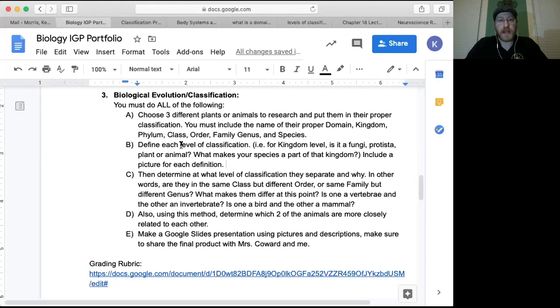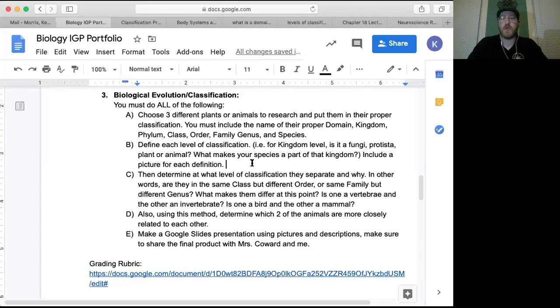You will define each level of classification. In other words, for kingdom level, is it a fungi, is it protista, is it a plant, or is it an animal? Which kingdom does it fall into, and why? What makes your species a part of that kingdom? Include a picture for each definition. In other words, include a picture of each level that you're going with.